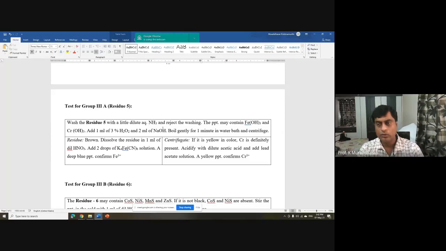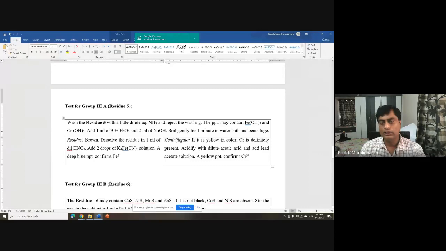So to that precipitate, you are adding the hydrogen peroxide and sodium hydroxide, boiling it for 1 minute in a water bath and centrifuging it. So in this process, if you get a brown precipitate, take that brown precipitate and do this test and confirm as iron. If you are not getting residue, you take that solution, it is in yellow color and chromium is definitely present here. So this solution, if it is yellow color, chromium is definitely present there.